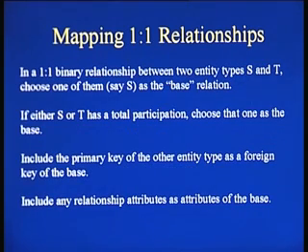So let us summarize the previous slide once again. In any 1:1 binary relationship between types S and T, choose one of them as the base relation. In case one of them is involved in a total participation, choose that as the base. If neither department nor manager were involved in total participation, it does not matter which you choose as the base relation. Include the primary key of the other entity type as a foreign key in the base relation, and include any relationship attributes as attributes of the base relation.